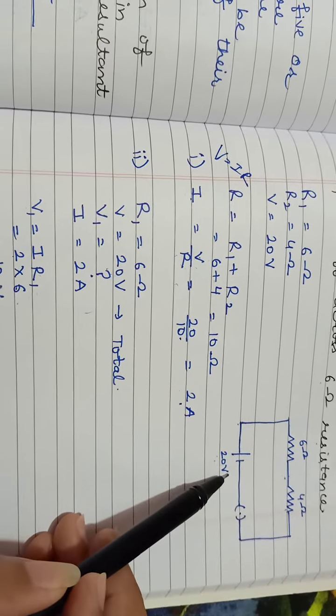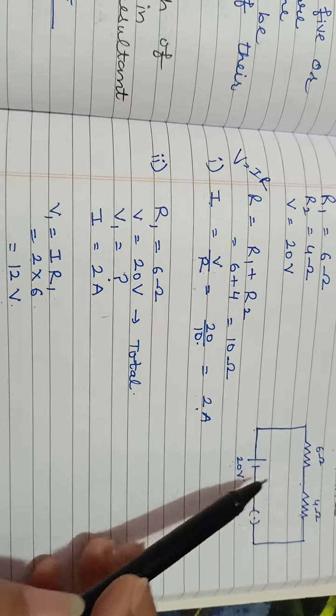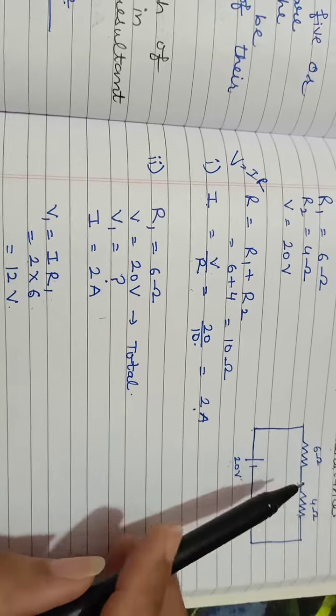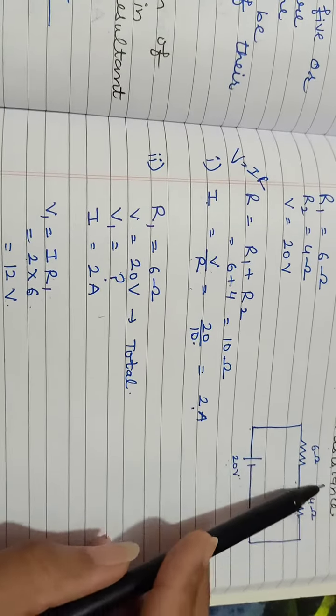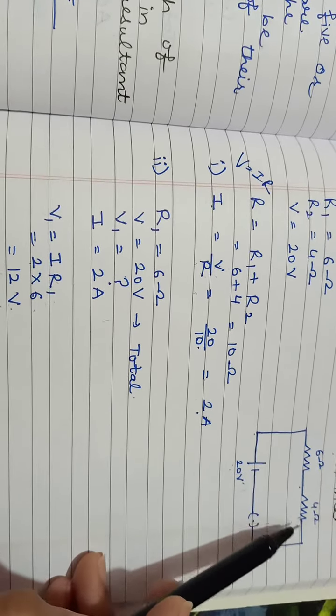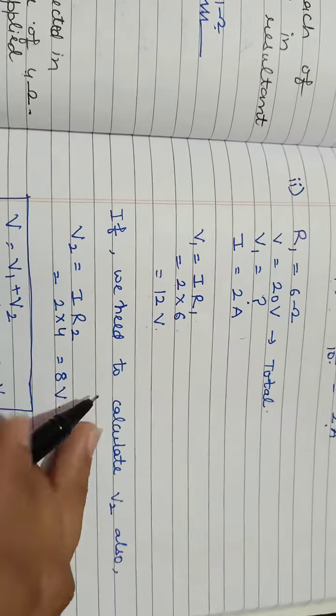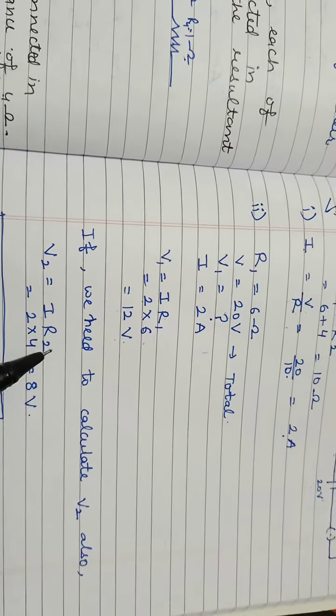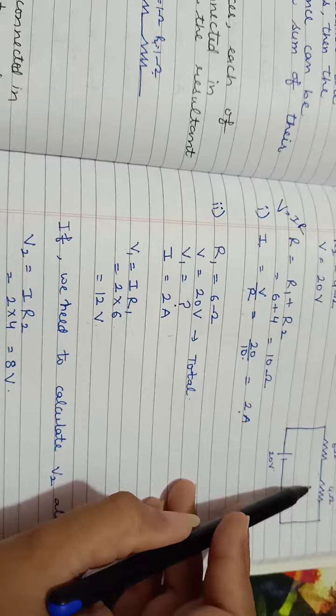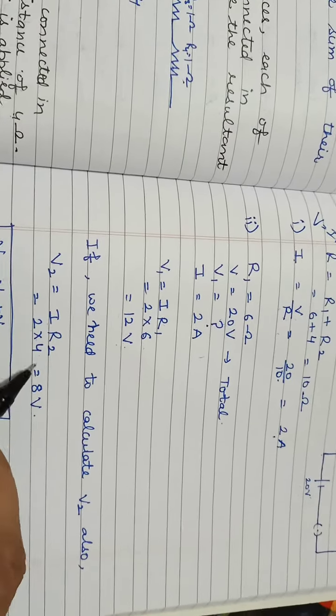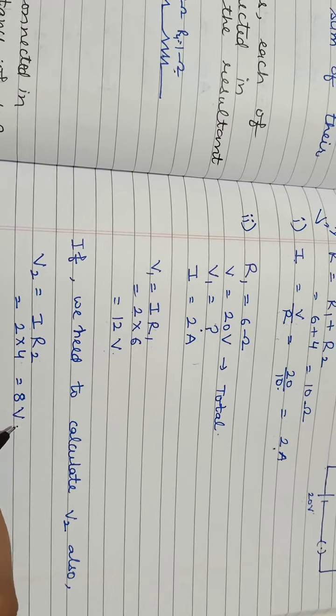Now we can also calculate the potential difference across the 4 ohm resistance. Total is 20, it is having 12. So 20 minus 12 will be equal to 8 volts. We can also calculate it: V2 is equal to IR2, I is 2 and R2 is 4. So 4 times 2 is equal to 8 volts.